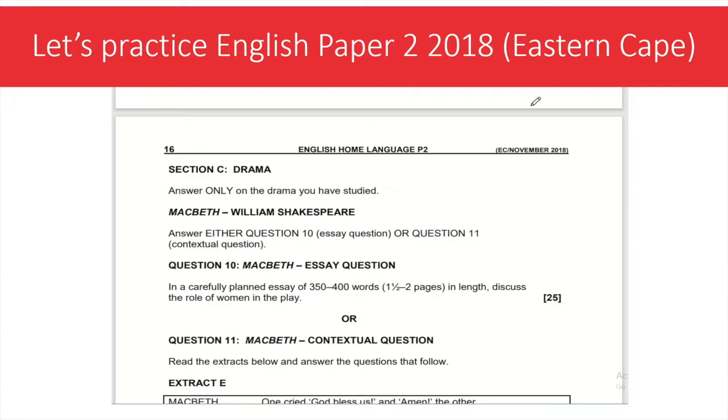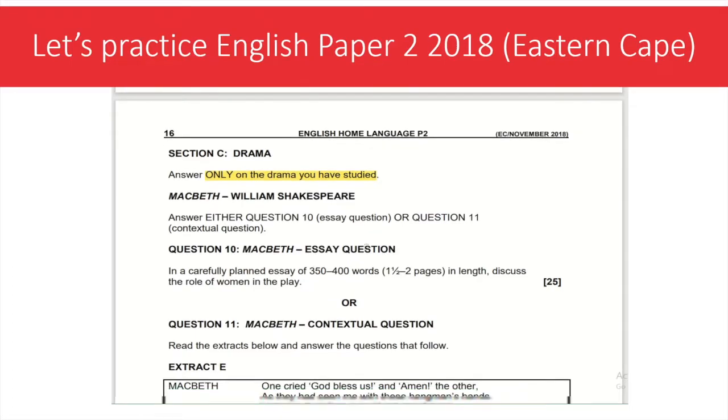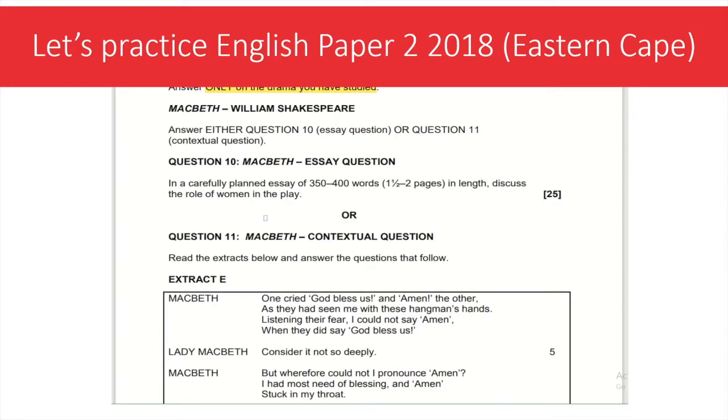So you will see over here, and I chose Macbeth because it is quite a famous play to do, a very popular play to do in either grade 10 or 11. So you will see it says section C, drama, answer only on the drama you have studied. I just want to have a look and to show you the essay question for Macbeth. I'm also not going to go through that. Please go have a look at my lit essay lesson that I've done before.